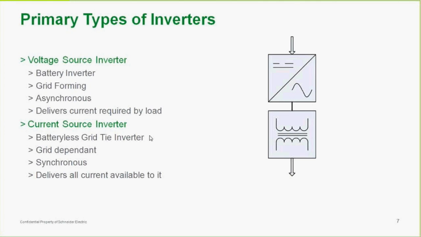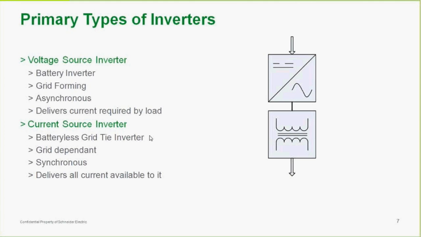It's grid synchronous. So when a customer says, I have a batteryless inverter, but I want to make it work when the grid is down, it's not as simple as bypassing some UL 1741 listing and coming up with a way to do it. It's a different type of inverter. So these customers that want to do backup have to use a battery-based grid-forming inverter. And the last one is very important, which we'll come to more and more as we talk about applications. They deliver all the current available to it. And this will become important.